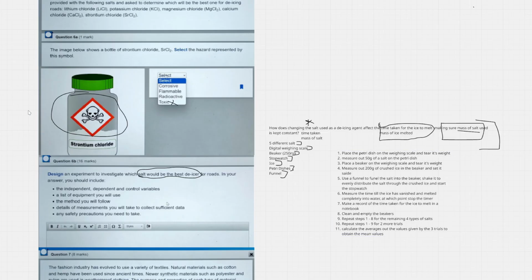Now just write safety concern. We have to write details of measurements, which I think five different salts, giving a specific beakers, giving a specific mass of crushed ice should be enough. Any safety precautions you need to take? I mean, use gloves.